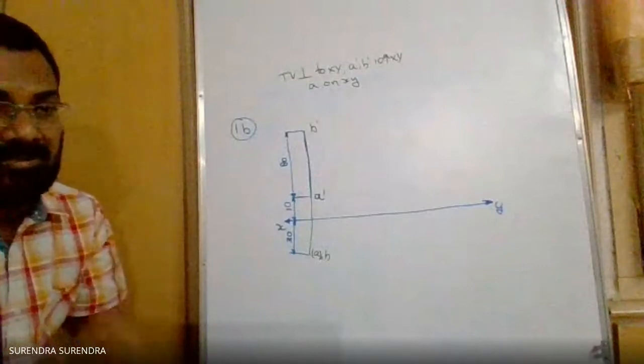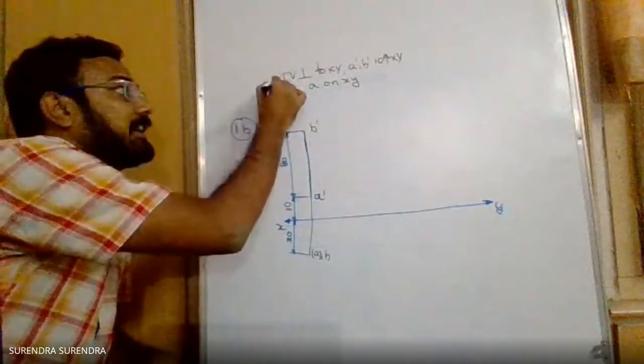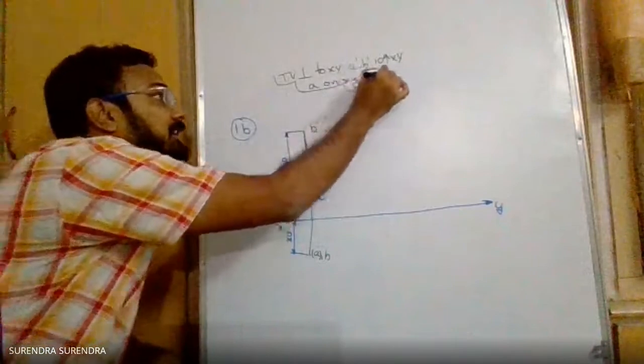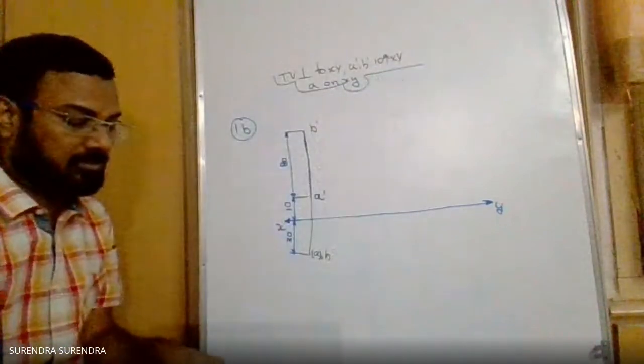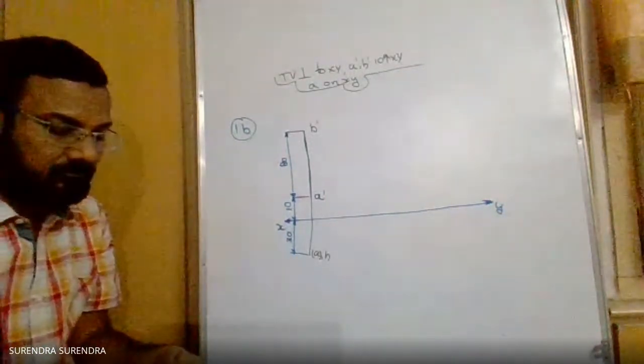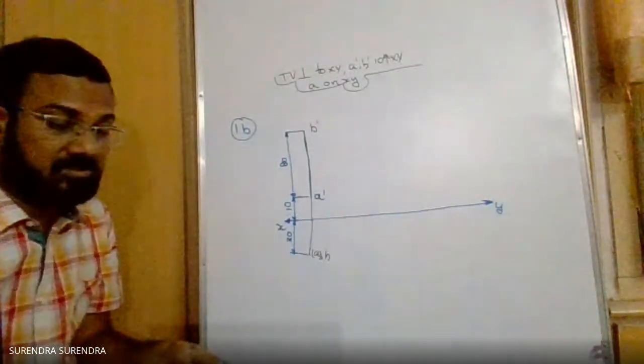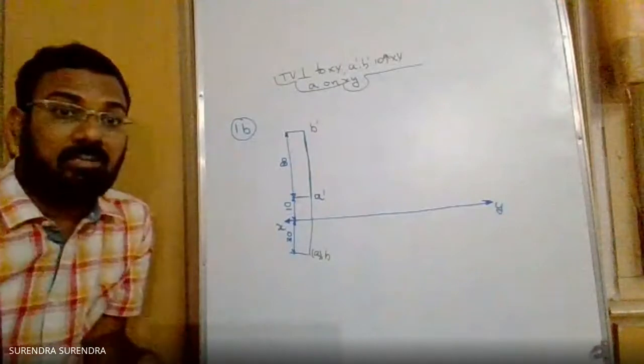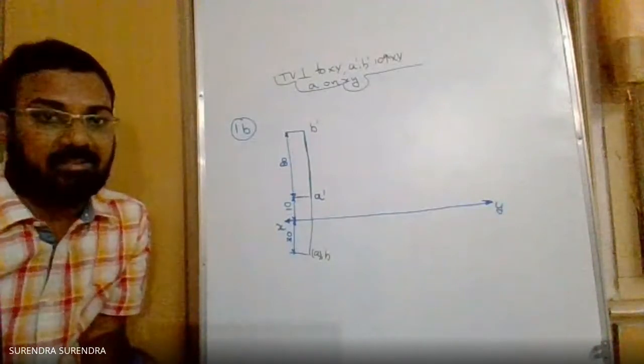Point A is on the XY line. So we represented the entire given data of the problem in short form. Now try to represent this in the figure. First, always remember, we must start with a view in which we can see the complete line length.